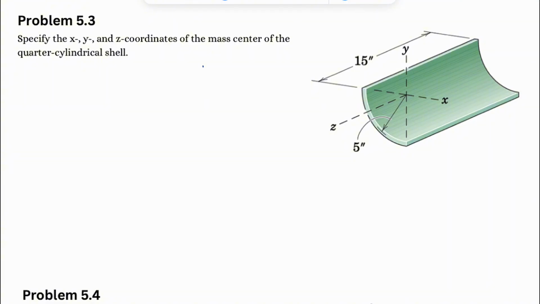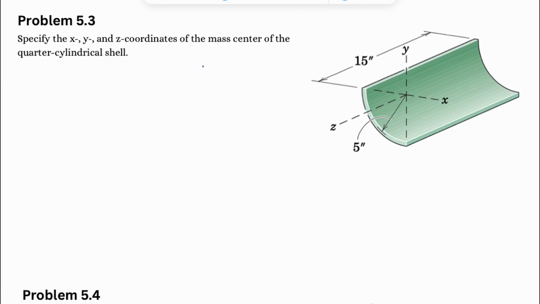We need to specify the XYZ coordinates of the mass center of the quarter-cylindrical shell. The first thing you need to watch in these kinds of questions is the symmetry of the shapes, because that can cut a lot of steps for us. In this question, we have a shell that is going along the Z direction.